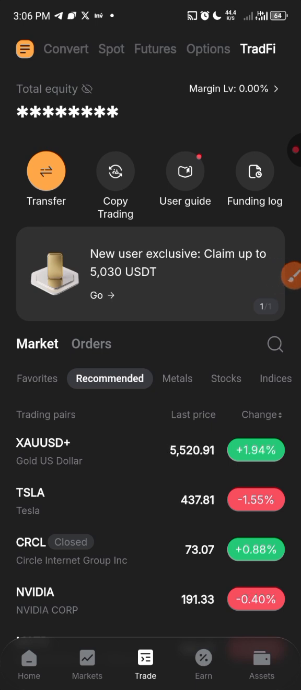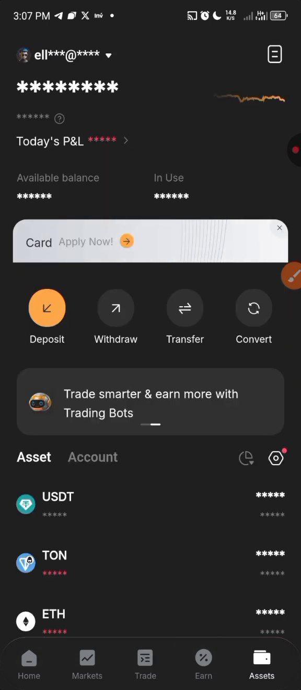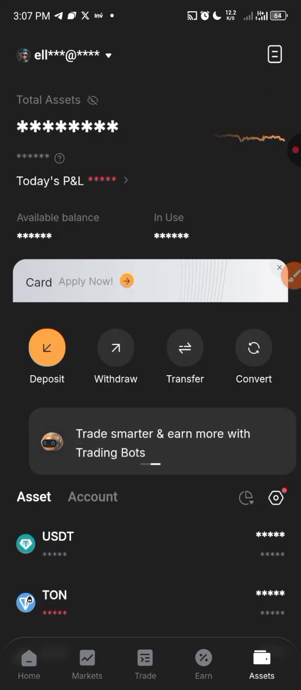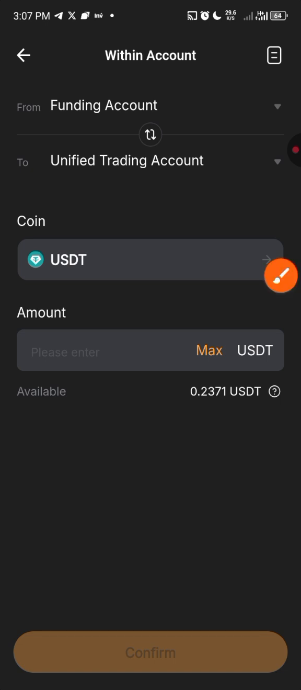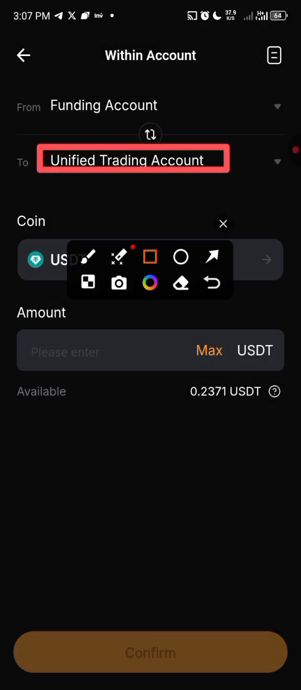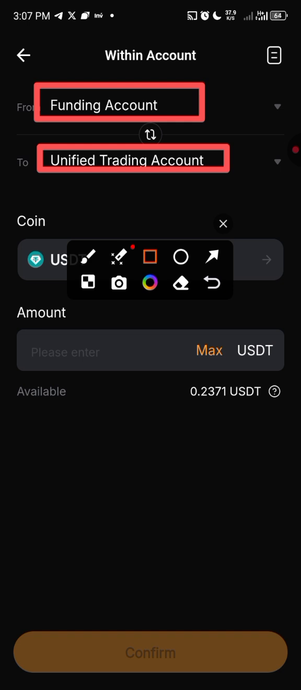to your TradeFi wallet, because there are different wallets in Bybit. We have spot wallet, we have funding, then we have the TradeFi wallet as well. We also have the unified wallet. Let me just show you some of the wallets here. If I come to this place and I click on transfer, let it open up. It's still loading up. Okay, you can see that we have unified right here, we have funding right here, right? So those are the kind of wallets you have.